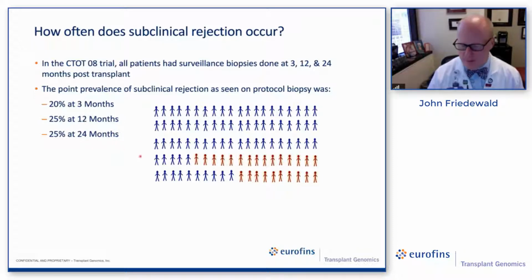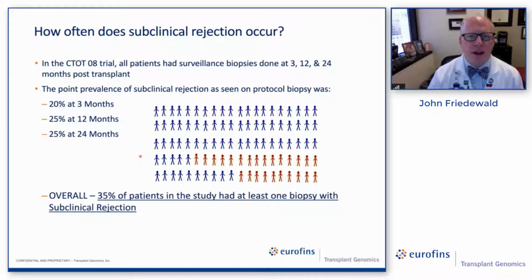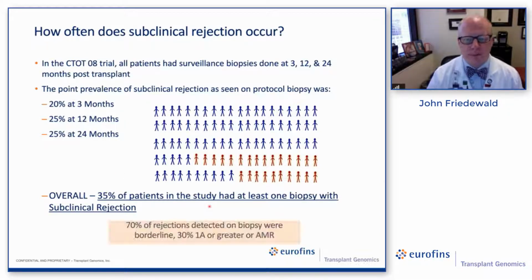Overall, if you look at a subject level, because patients could have more than one biopsy showing subclinical rejection, 35% of patients in the study had at least one biopsy with subclinical rejection. And when we broke down the type of rejection, most were cellular rejection, T-cell mediated, and most were borderline. 70% were borderline rejection. 30% were either 1A or greater or antibody-mediated rejection, or some combination of those.